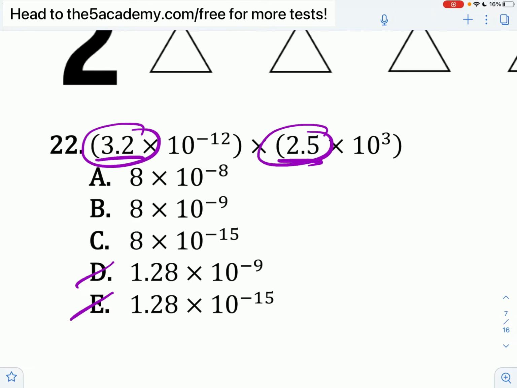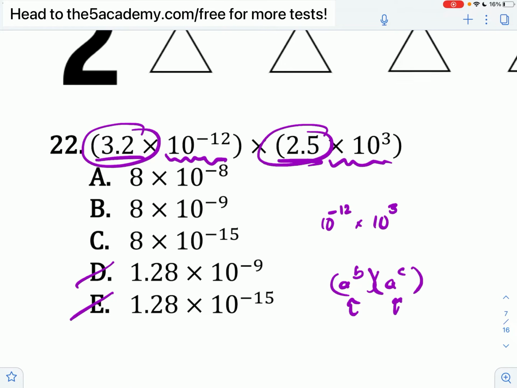The second segment of the problem is where you multiply the underlined portions. You multiply the exponents together. So 10 to the negative 12 times 10 to the third, what's the product here? Okay. Now, if you remember your exponent rules, when you multiply two exponential expressions and they have the same base, what you can do is just add the exponents together. Okay, do the sum of the exponents.